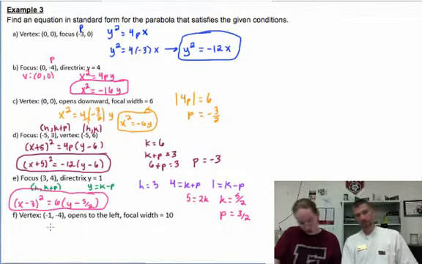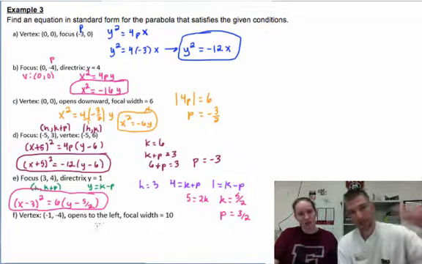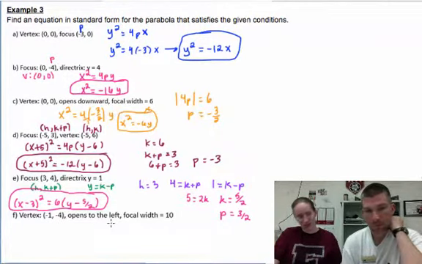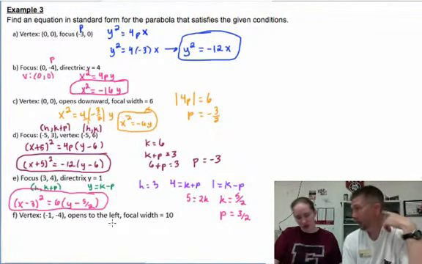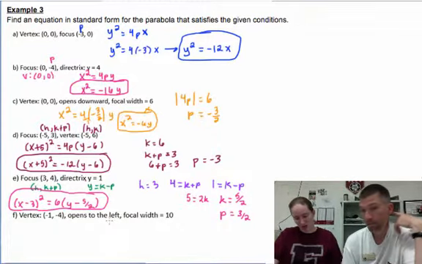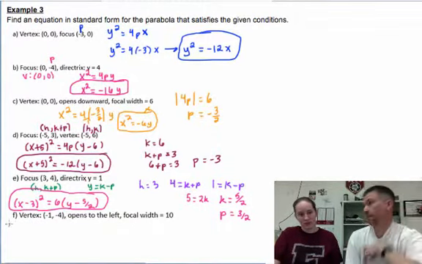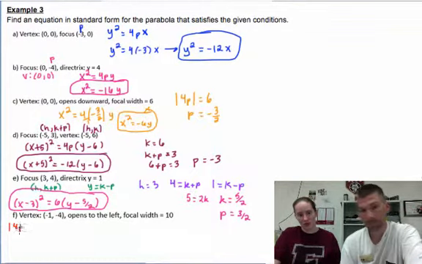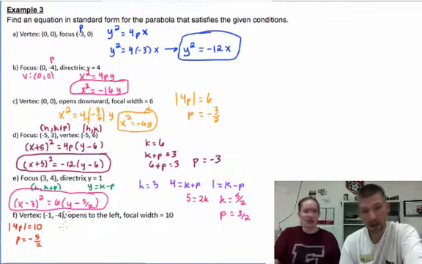All right, our vertex is at -1, -4. It opens to the left. That's a negative p, and also that means we're in the second column. Our focal width is 10. That's a 4p. So the absolute value of 4p equals 10, and so we'll just divide by 4 and get 5/2, but we know it's negative because it opens to the left. If they said opens right, we'd make it positive. That's correct.